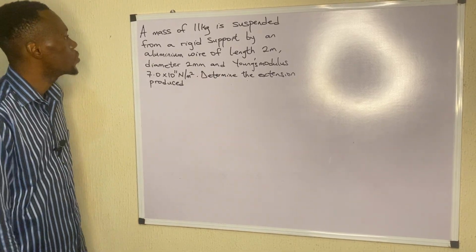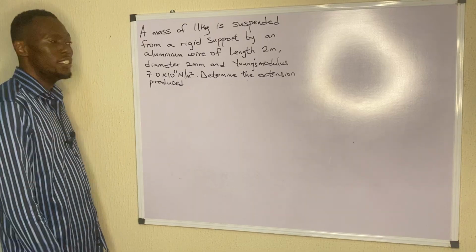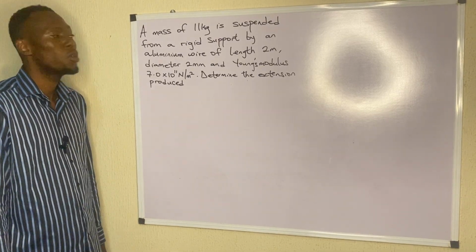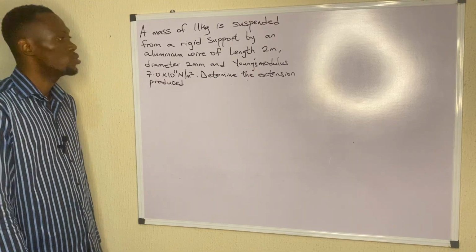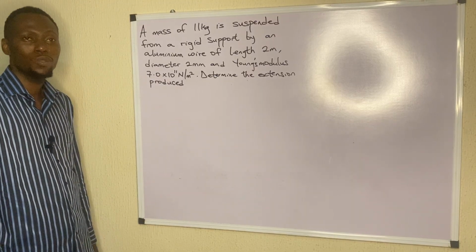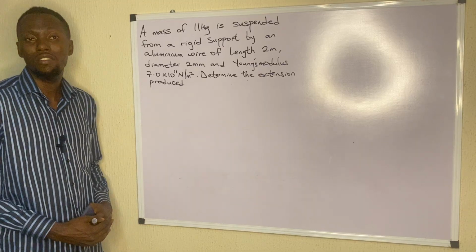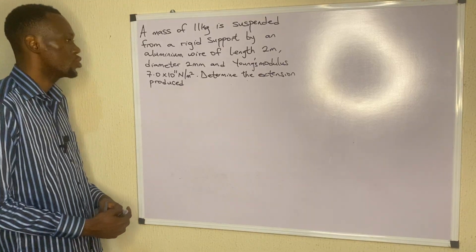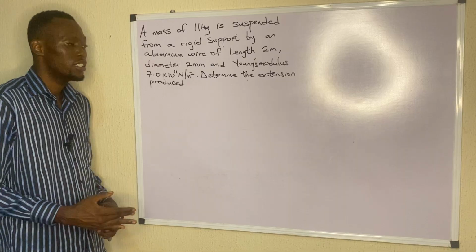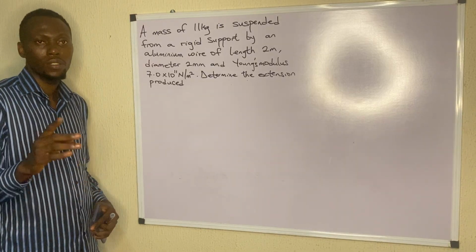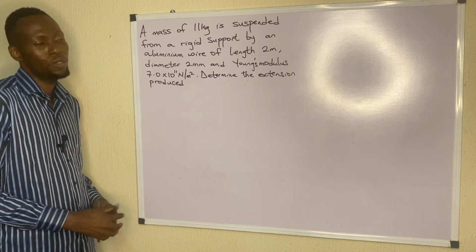This is a physics question on Hooke's law. It says a mass of 11 kg is suspended from a rigid support by an aluminium wire of length 2 meters, diameter 2 millimeters, and Young's modulus 7.0 times 10 raised to 11 Newton per meter squared. Determine the extension produced. Okay, first thing first, what is the formula for Young modulus?